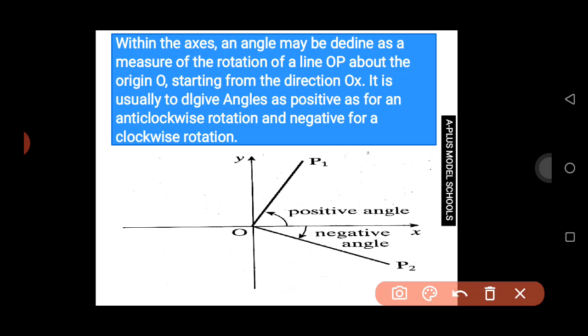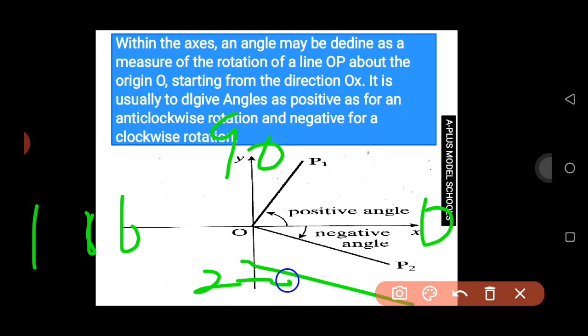When you are measuring an angle in a clockwise direction, it will give you a negative angle. That's why, when you look at the arrow, you see a negative angle. But when you are measuring an angle in an anti-clockwise direction, the angle will be positive. So if I have 0 here, this will be 90, this will be 180, this will be 270, and this will come back to 360 degrees.